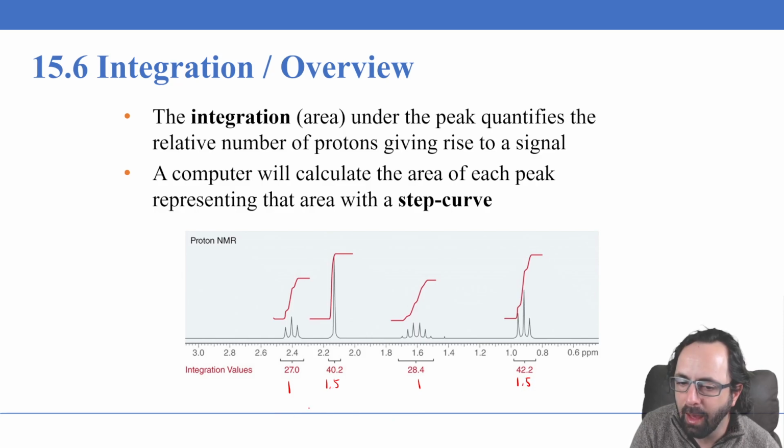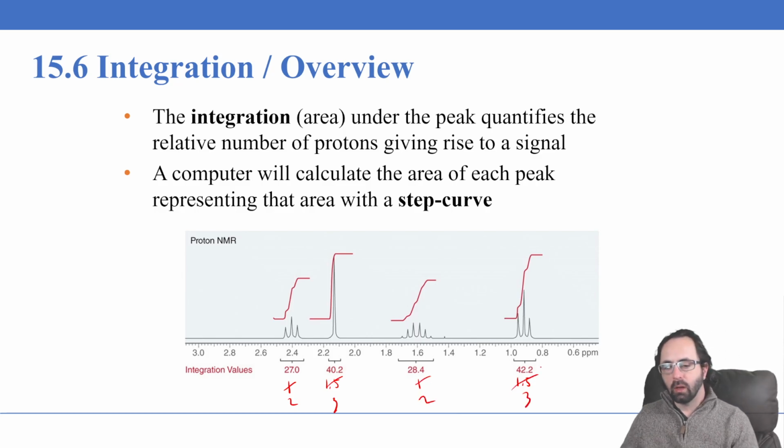Of course, you can't have half a proton, so we would just double each of these. So we'd make this 2, make this 3, make this 2, and make this 3. And that would give us a whole number ratio of protons here in the spectrum.